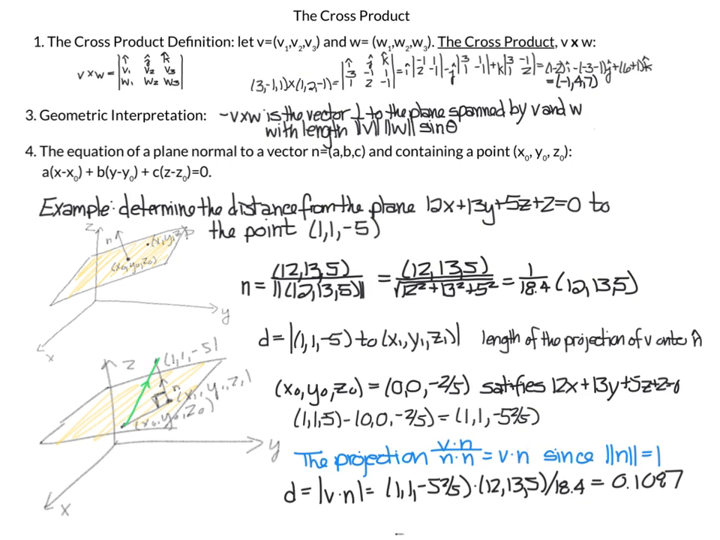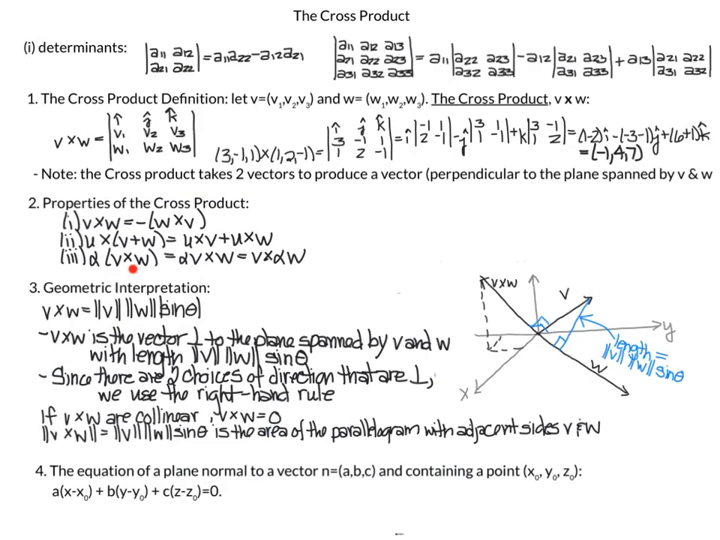So finally, my distance is just going to be v dot n, and v is 1, 1, negative 5 and 2/5, dot my normal, which is 12, 13, 5 over 18.4. So my final answer will be 0.1087.